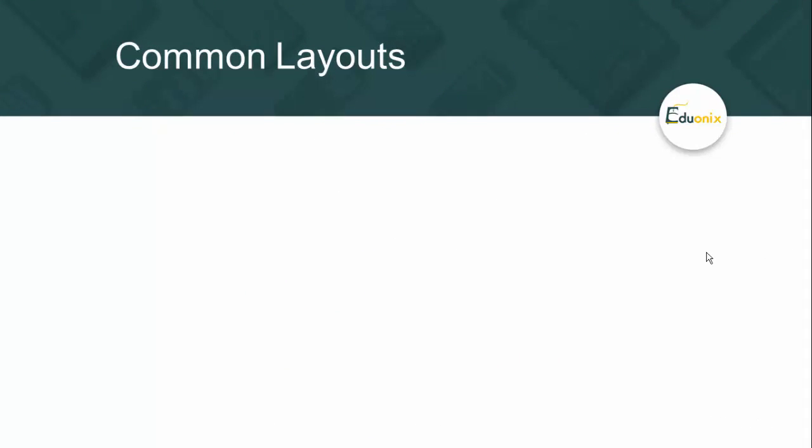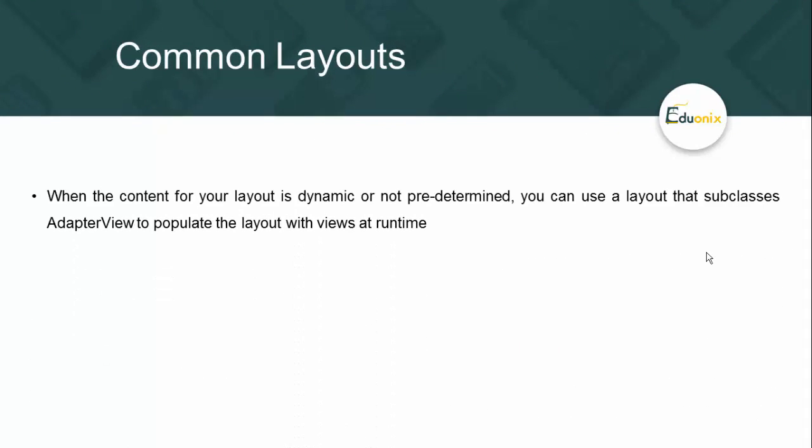When the content for your layout is dynamic or is not predetermined, you can use a layout that subclasses AdapterView to populate the layout with views at runtime. If we can't identify the number of views used, or if the number of values is not predetermined because some of the values are populated from a database or from other files, then we use views derived from AdapterView.